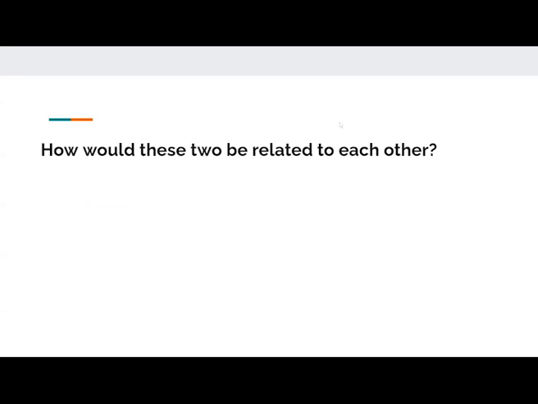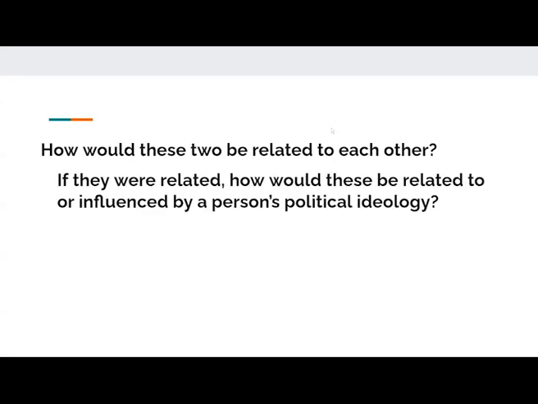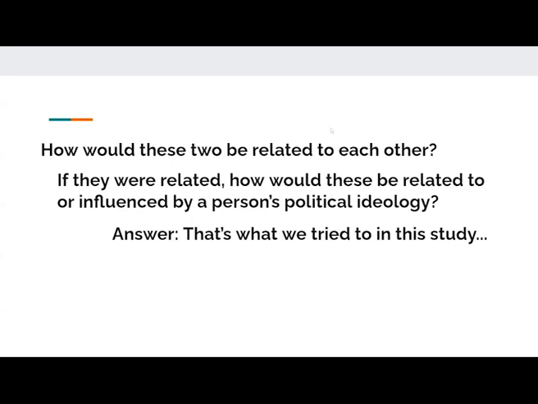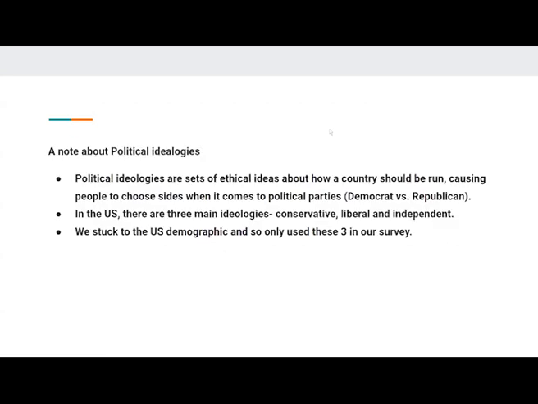So how would gender bias and gender pronouns relate to each other? And if they are related, how would a person's political ideology influence them? These are the questions we want to answer in our research. Political ideologies are ideas on how people should govern a country. As a side note, in the US, there are three main political ideologies: conservative, liberal, and independent.